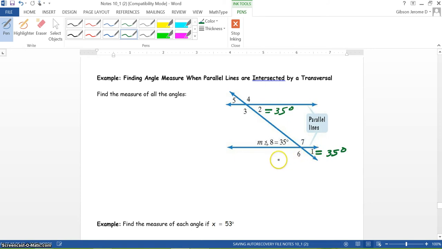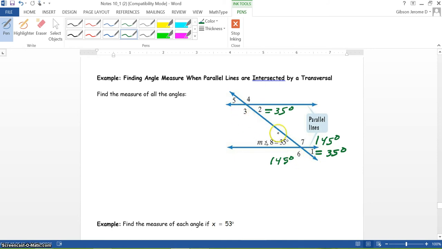Okay, next, we look here, measure of angle 8 and measure of angle 7 form a straight line. So we know 180 minus 35 will give us 145 degrees. So angle 7 is 145 degrees. So that also would mean angle 6 is 145 degrees as well. We could do the straight angle with angle 6 and angle 1.